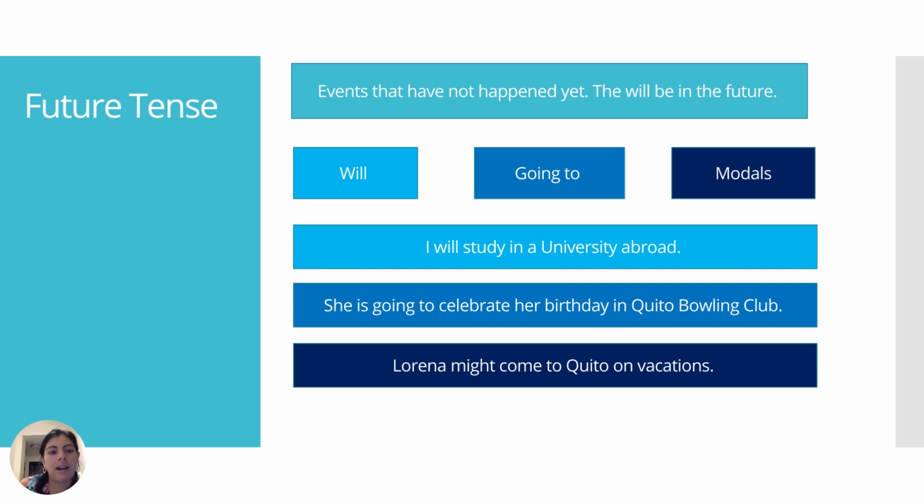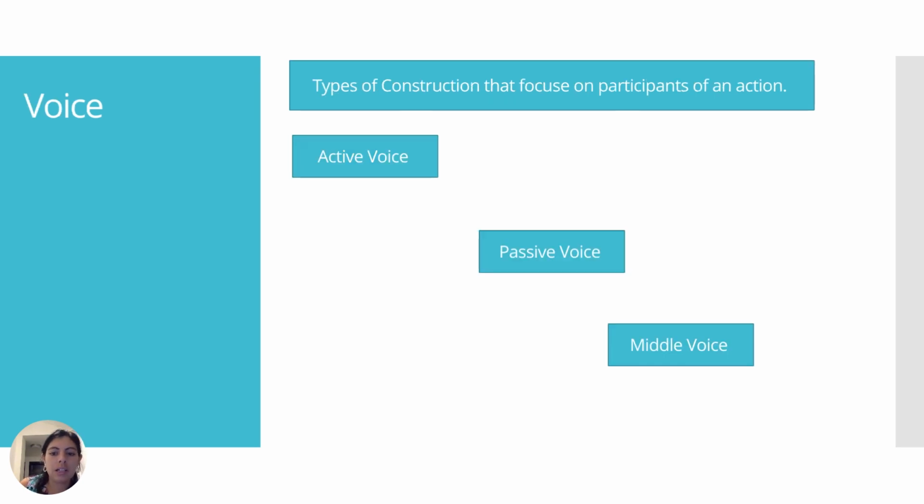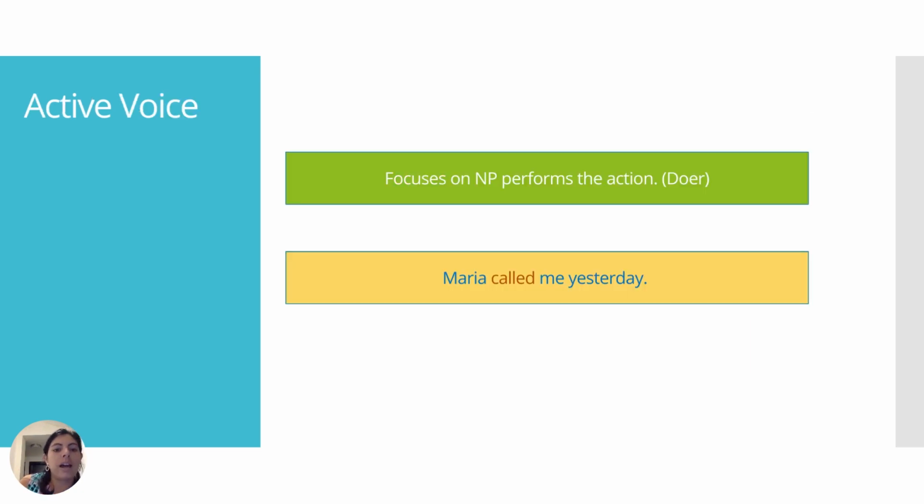So far we have studied the aspects and the tense, and now let us focus on the voice. As we know, the voices are types of constructions that focus on the participants of an action. So we have, for example, the active voice, passive voice, and middle voice. All these are very important depending on the context that we are talking about. We need to know who is the doer, who is the receiver, or how the action affects the receiver or the doer. In this case, we have, for example, the active voice.